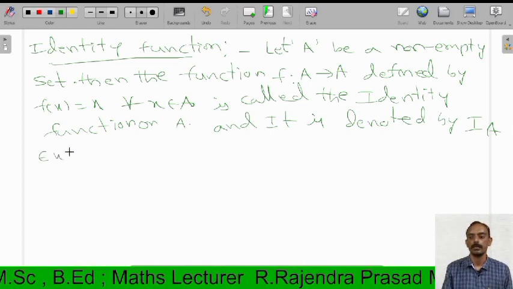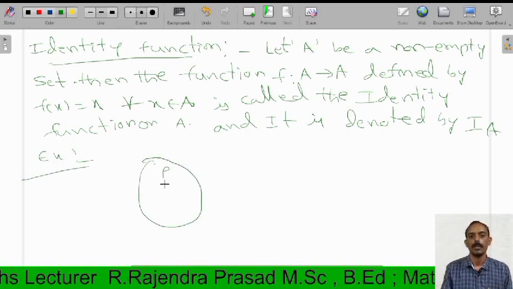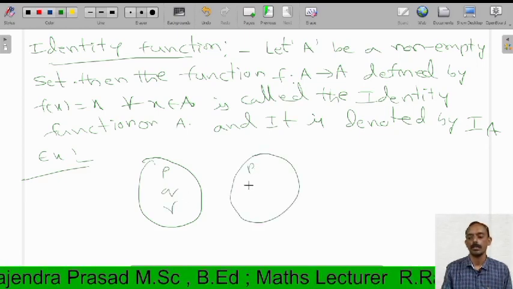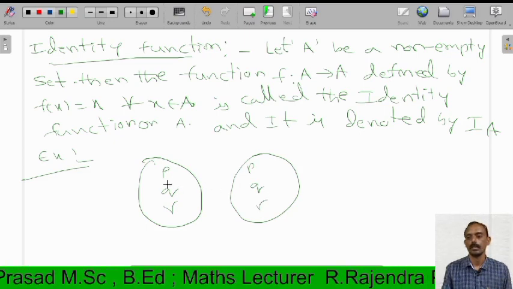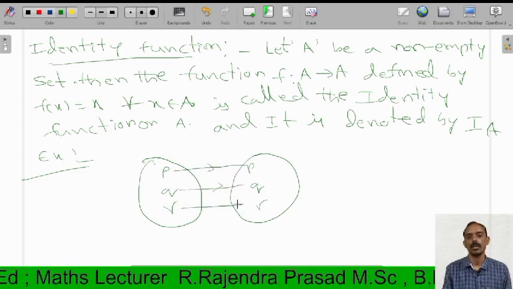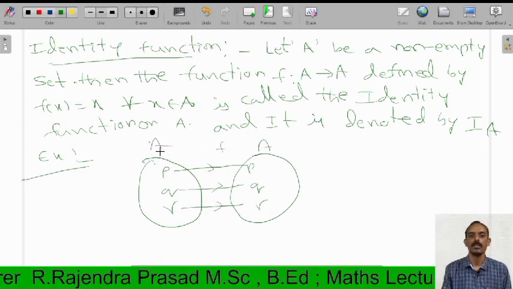For example, P, Q, R and also P, Q, R. Image: P image P, Q image Q, R image R. This is A, this is also A. f from A to A.